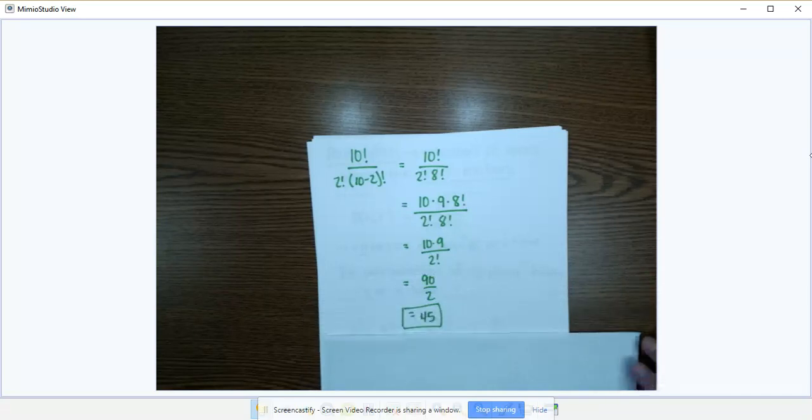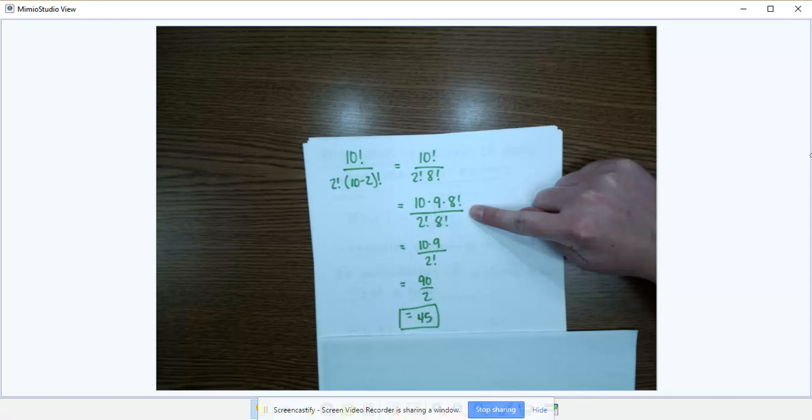And this is now a problem we can do in our head. So we have 90 over 2, which simplifies to be 45. So between our first step and our second step, those are equivalent statements. We just wrote it in a way that could be simplified a lot easier.